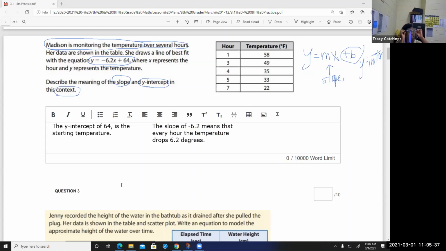So anytime they ask you to identify the slope and y-intercept in the context of the situation, just think about what the situation was referring to. And remember that y-intercept is always where you started or your beginning value. And then slope tells you how it's increasing or decreasing each time. And what they tell us. Any questions about it? Anybody? Anything? Okay.